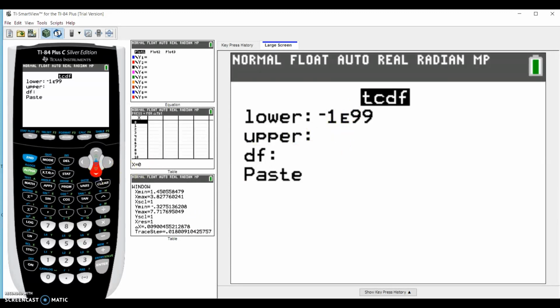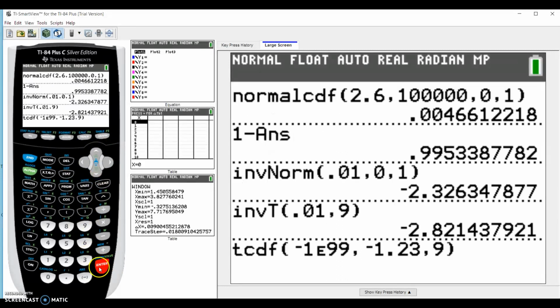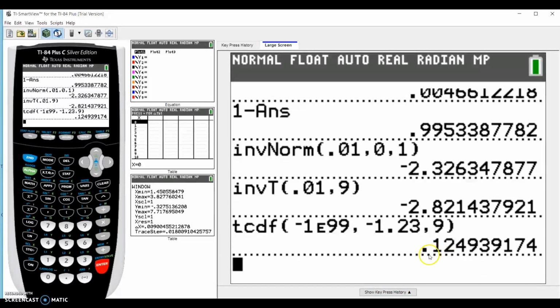If I find a test statistic of negative 1.23, and I want to find the probability that T is less than that particular value, then my lower bound is just some small number. Negative 1 times 10 to the 99th works. You could also use negative 10,000 or something like that. We need some degrees of freedom. We'll keep it at 9. This would depend on your problem, and press paste. And so this is giving me my p-value. This is the probability that T is less than negative 1.23 if we're working with 9 degrees of freedom.